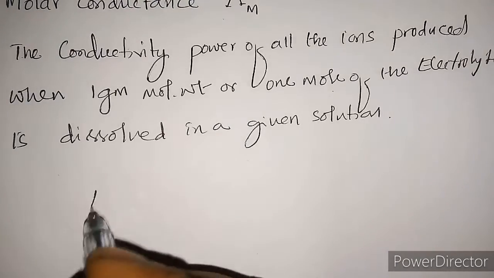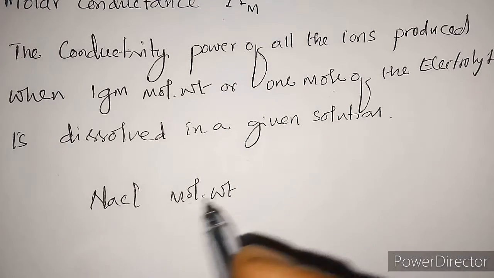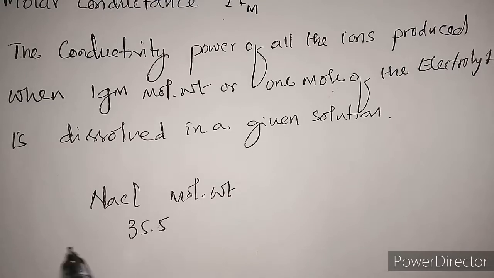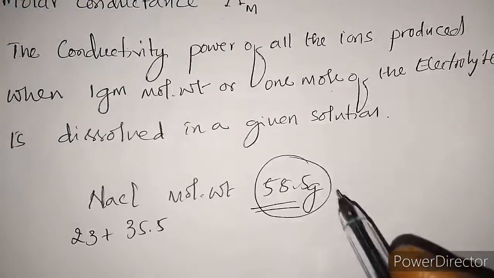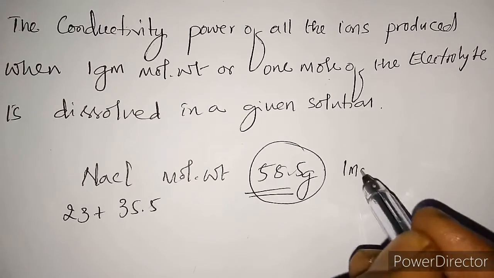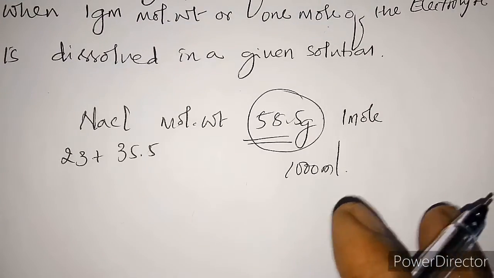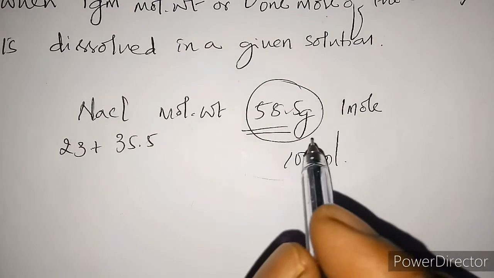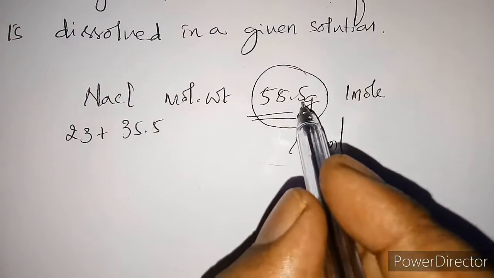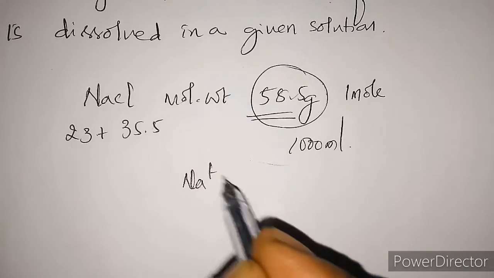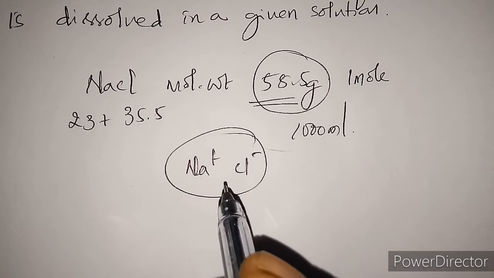Now say for example, if you take NaCl, the molecular weight of NaCl is actually, this is 35.5, this is 23, so 58.5 gram. So if I dissolve 58.5 gram of NaCl, that is 1 mole, in a given solution of 1000 ml or 100 ml, whatever it may be, irrespective of the volume, then we will call now the conductivity power of all the ions produced. That is, if you dissolve this 58.5 gram of NaCl in water, it leads to Na plus and Cl minus. Now the conductivity of all the ions produced, that we call as molar conductance.